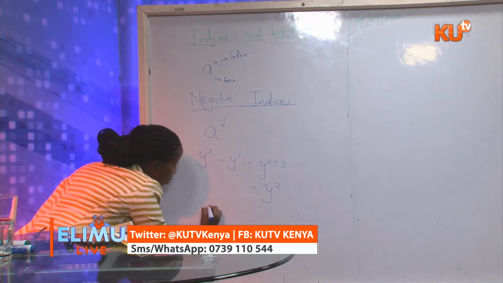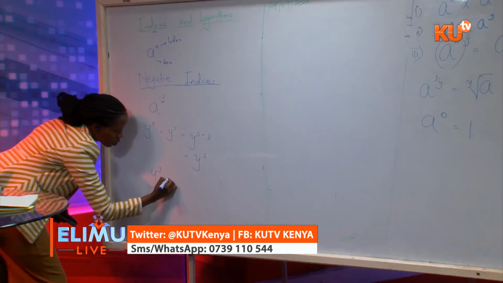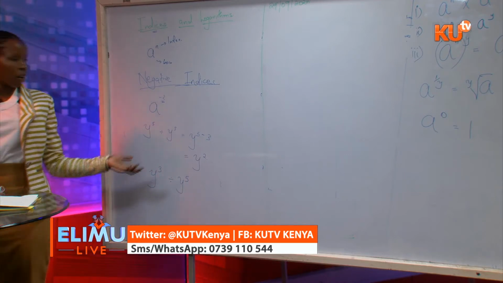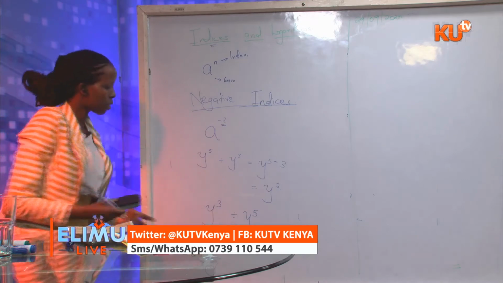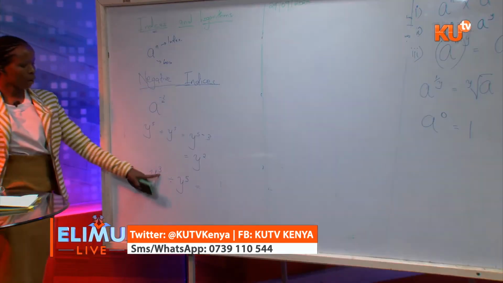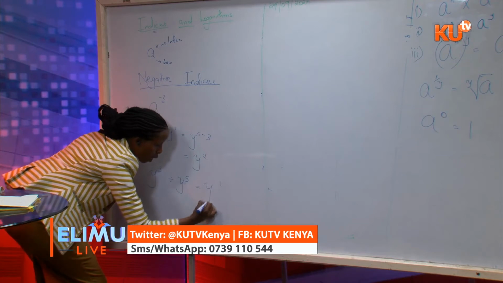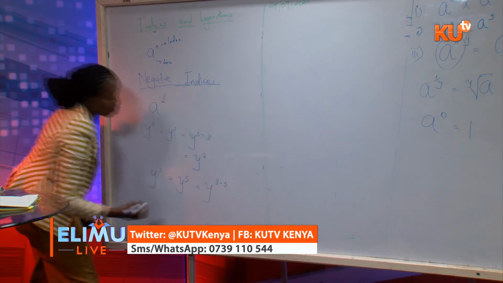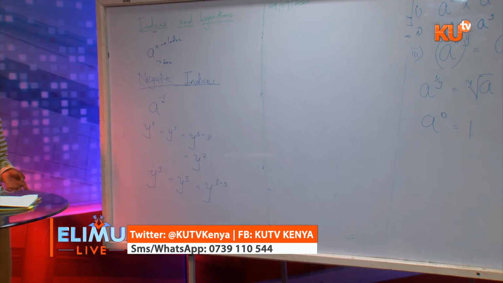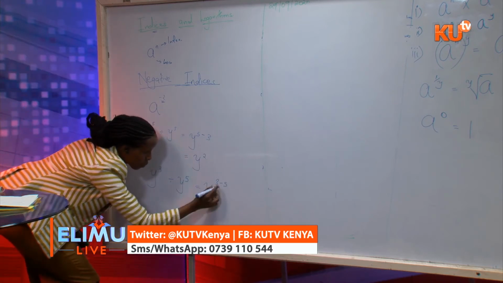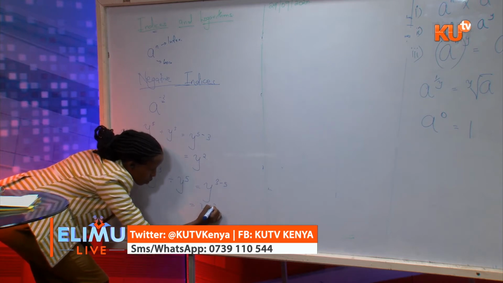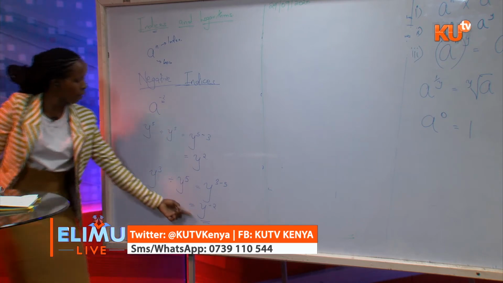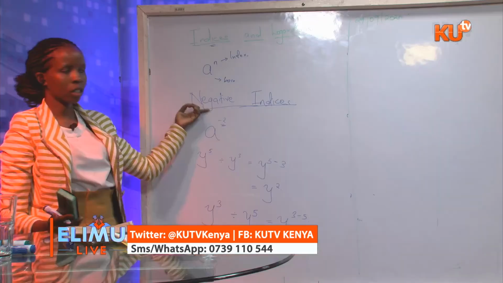Similarly, if I have y raised to 3 divided by y raised to 5, this will also mean the same thing. My base is the same. So what do I do? I subtract my powers. y to the 3 minus 5. 3 minus 5 is what? 3 minus 5 is negative 2. I see, so my index is a negative index.